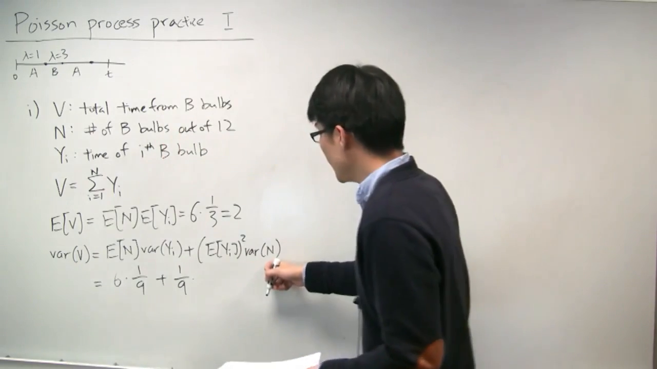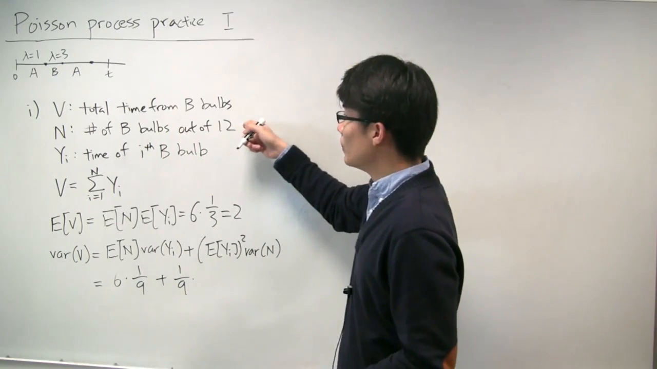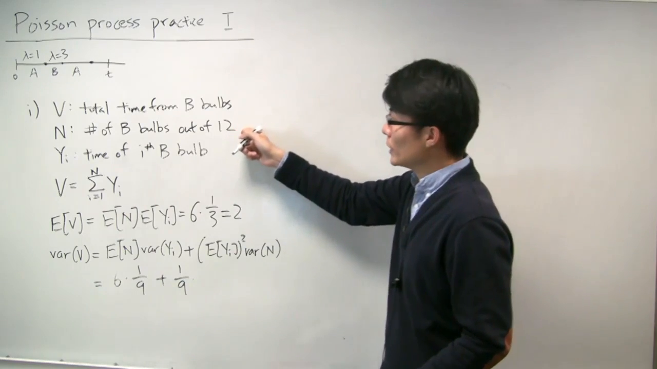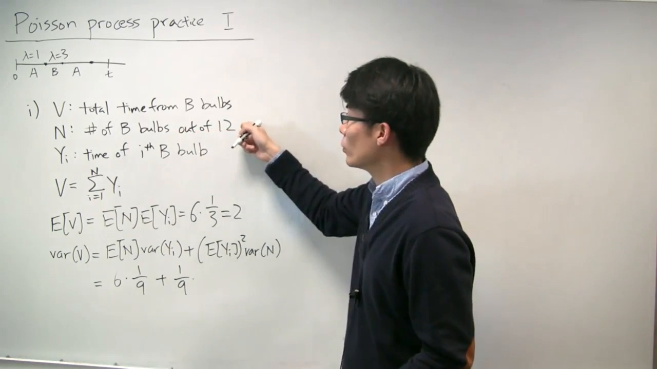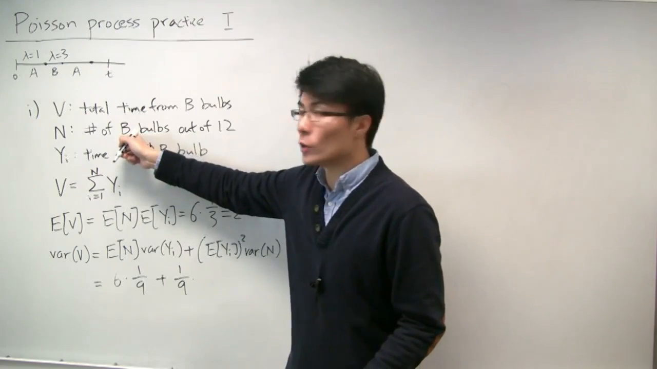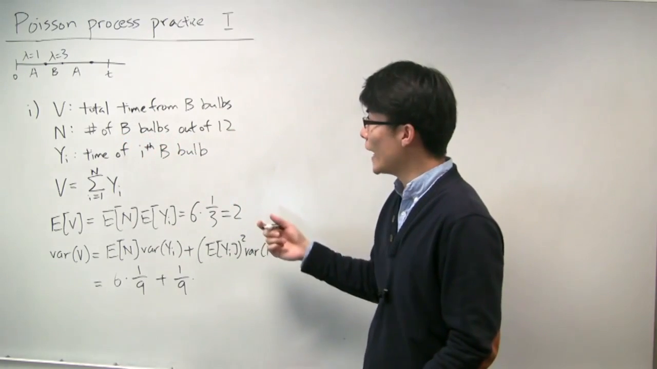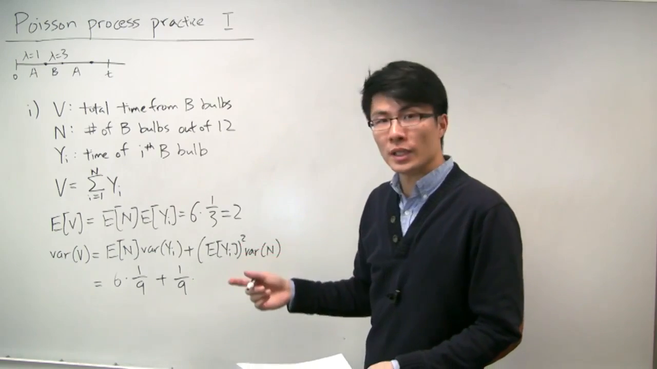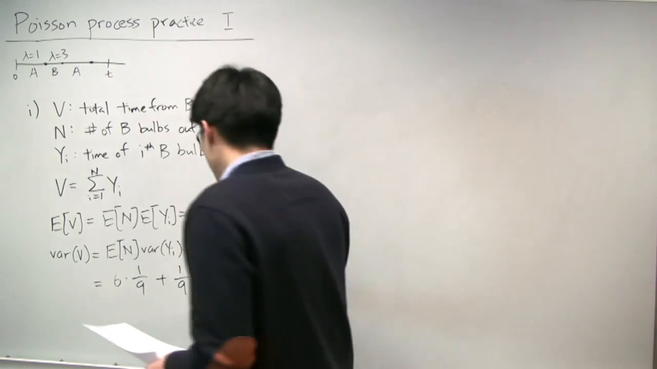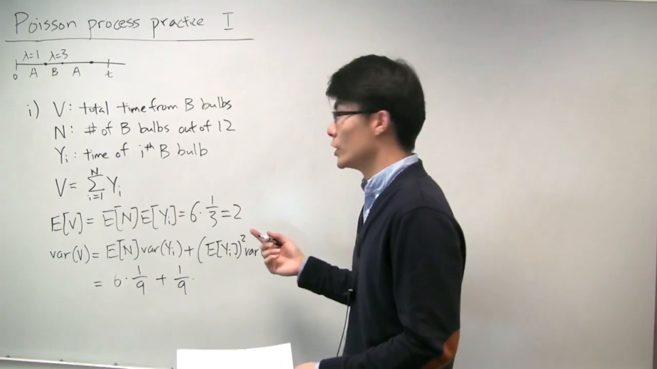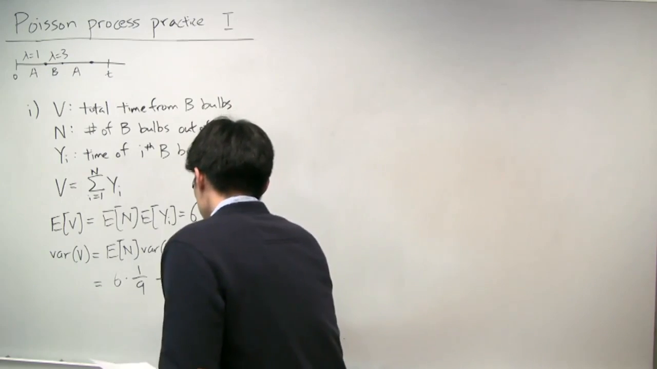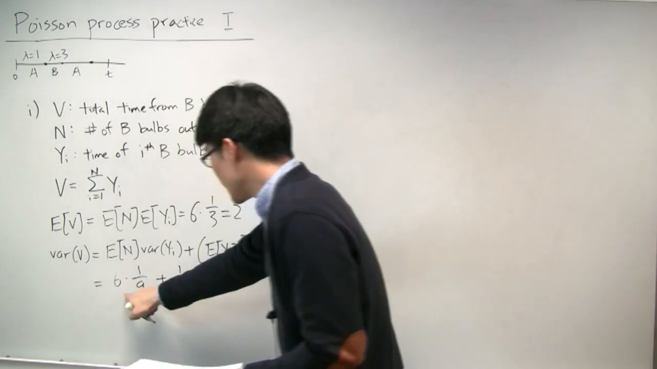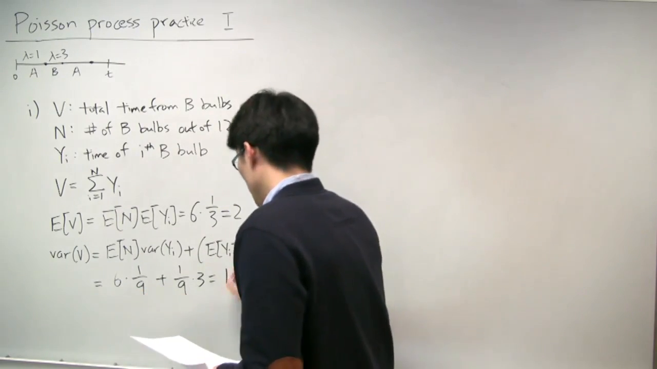And the variance of n is the variance of the number of B bulbs out of 12. And so that n is actually a binomial random variable because it's the number of successes out of 12, where success is a B bulb being chosen. And the probability of success for each trial is 1/2. And so for binomial, the variance is n times p times 1 minus p. In this case, it's 12 times 1/2 times 1/2, which is 3. And so what we get in the end, it's 6/9 plus 3/9, and that equals 1.